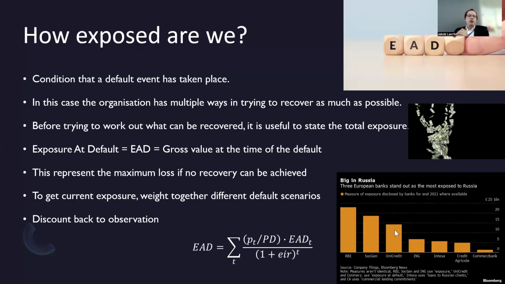So what you actually need to do is look at the probability that they default each month into the future, that's this little PT, and then you divide it by the lifetime PD. So that gives you the weight, basically. Okay, what proportion of the defaults take place each month into the future? And then you multiply that by the exposure you would have at that point in the future, and you will also have to discount it back.